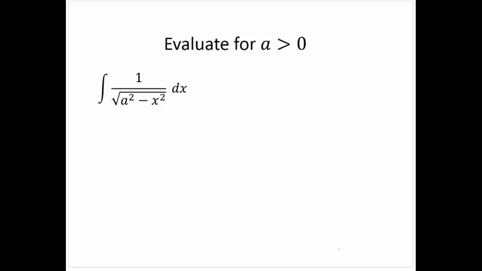Evaluate for positive values of a the integral of 1 over the square root of a squared minus x squared dx. Now this almost looks like an arc sine, right? If instead of an a squared, that was just a 1, then this is a simple exercise. This would be an arc sine. And it's going to turn out we can evaluate this in terms of arc sine, we just have to be a little bit more careful with it.